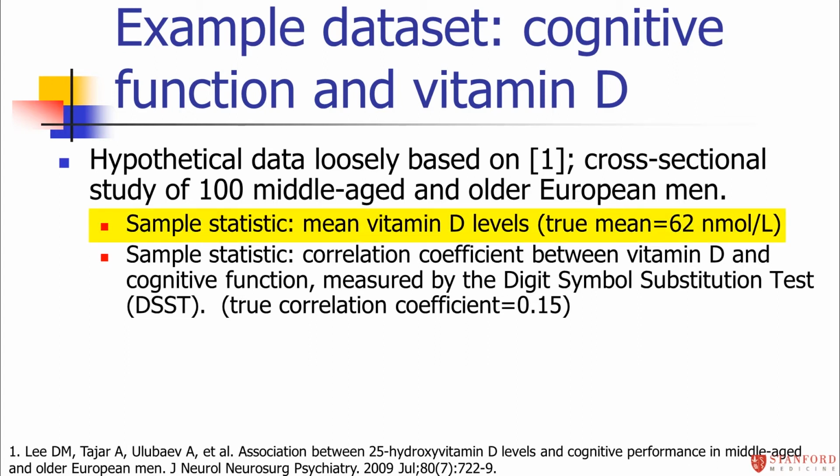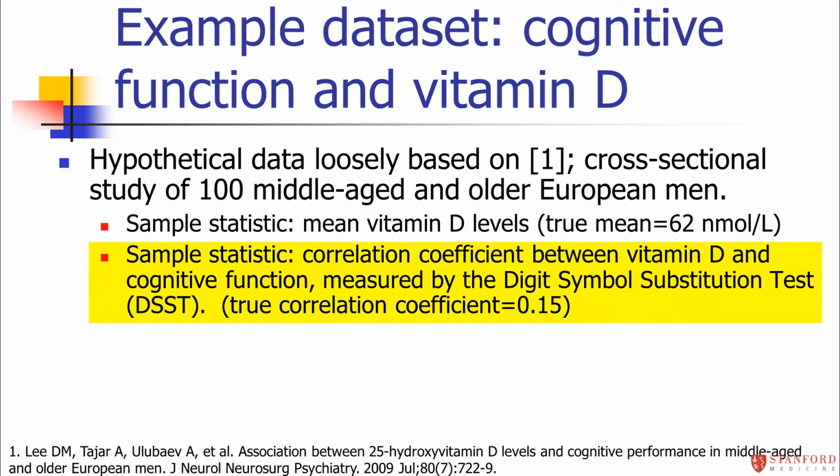We're going to look at the mean vitamin D levels in those 100 men, and we're going to look at the correlation between vitamin D and cognitive function in those 100 men. Cognitive function was measured by a particular test, the digital symbol substitution test. For the purposes of generating this made-up data, I assumed that the true mean vitamin D in all middle-aged and older European men is somewhere around 62 nanomoles per liter, and the true correlation coefficient between vitamin D and cognitive function was 0.15, which is a very weak correlation.